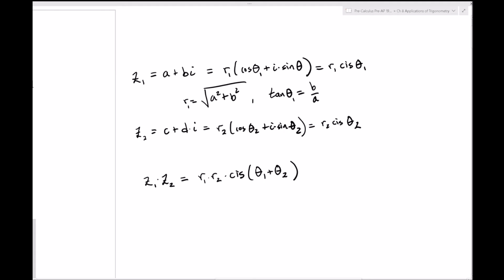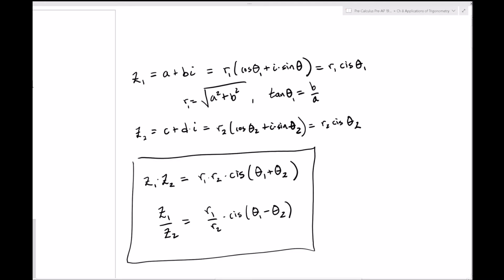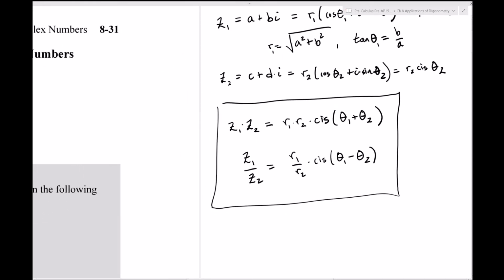That's for multiplication. If you wanted to divide them, Z1 divided by Z2 is going to equal, you divide the moduli, so R1 and R2 get divided, and then it's CIS of the subtraction. So if it's Z1 on top, it's theta 1 minus theta 2 in that particular order. So these were the two formulas that we ended 8.5 with. Those are the two major things you need to know from 8.5. For 8.6, we're going to build on these two.